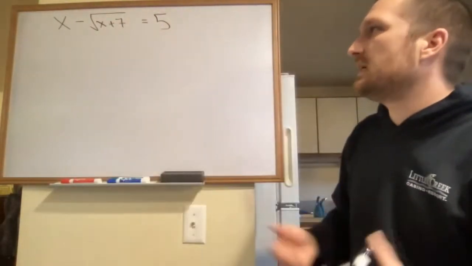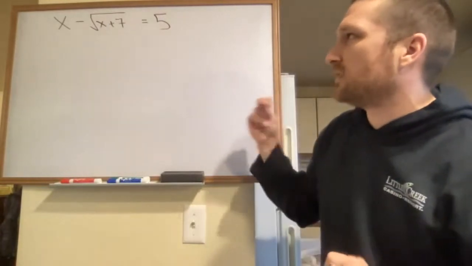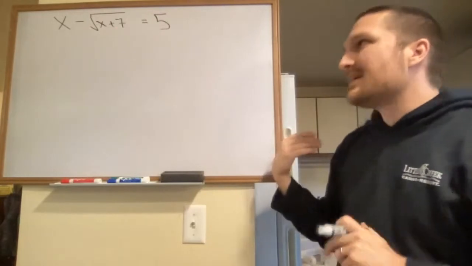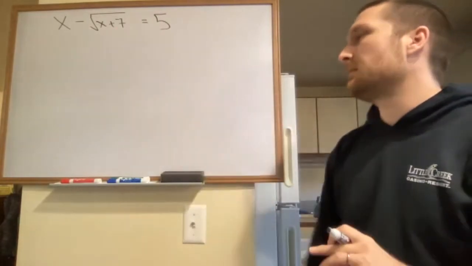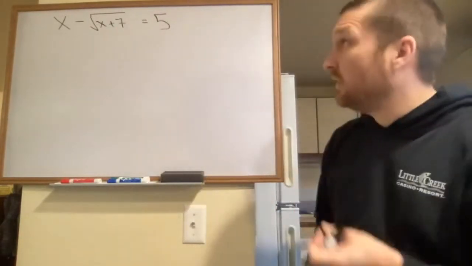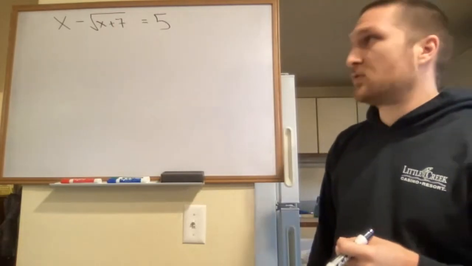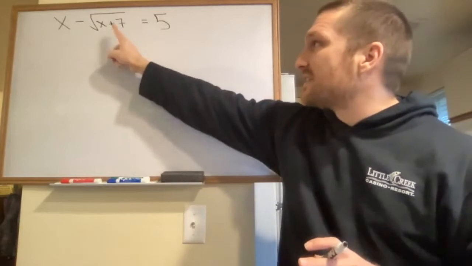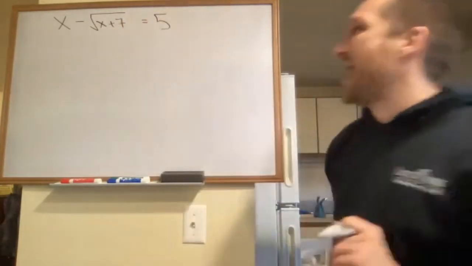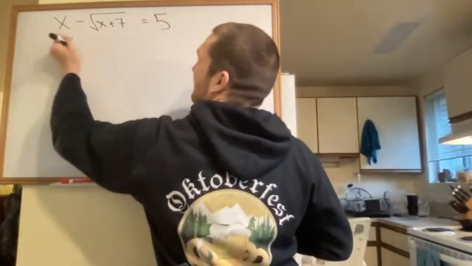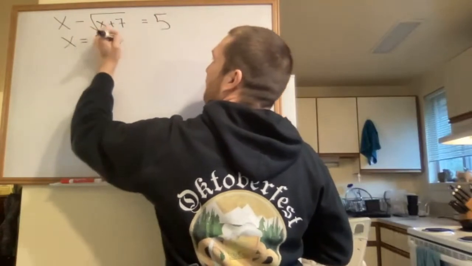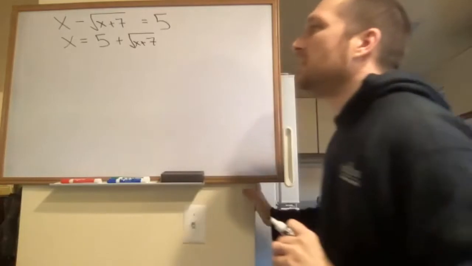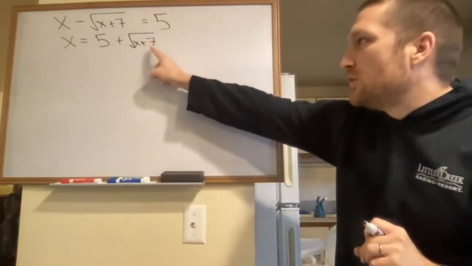And as you might expect, it's very similar to what we just did, where we want to get the square root by itself. And so in this case, I'm going to say, all right, first of all, I don't like negative square roots. I don't like negatives if I could get away with it. So I'm going to get this guy on this side by adding him to both sides. That gives me x equals 5 plus the square root of x plus 7.